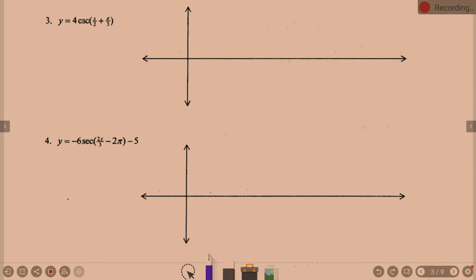Okay. Starting fresh with everybody, right? Number 3. Pieces are the same, right? Where's my center line? Center line is over here at the end. There is nothing, so it's a 0. Amplitude. It's a number out front. It is 4. It is a positive 4, so that means there is not a reflection.